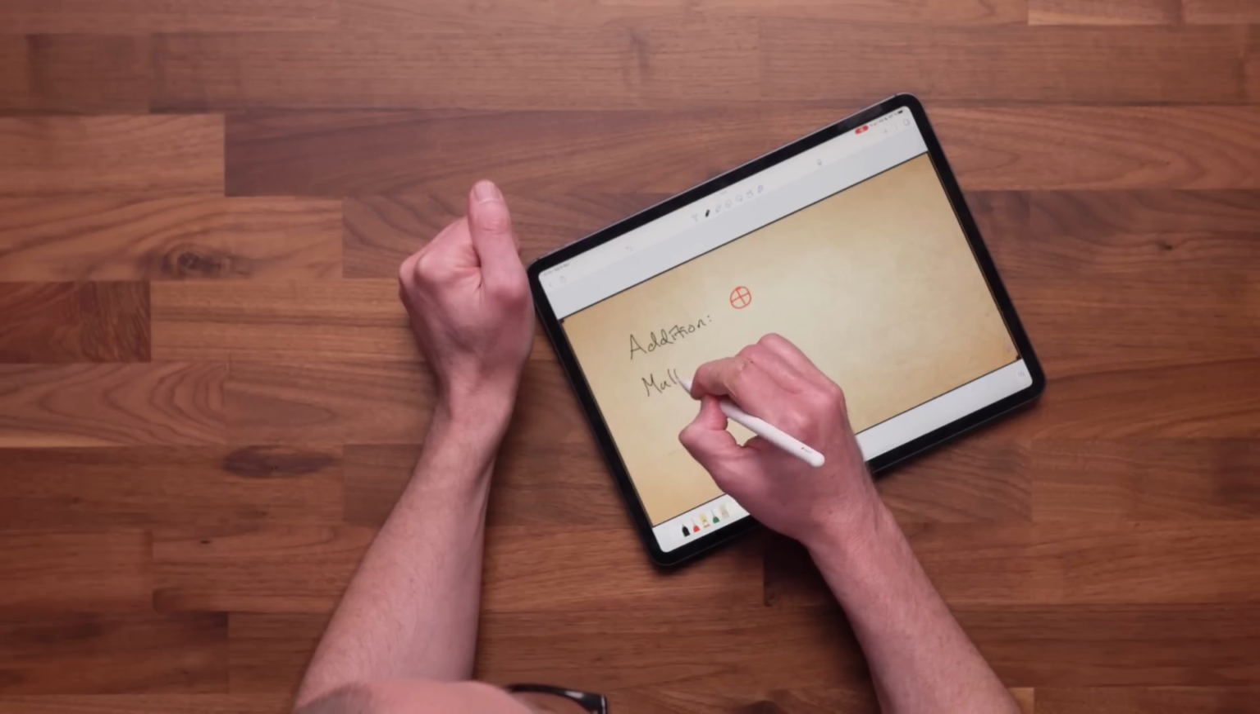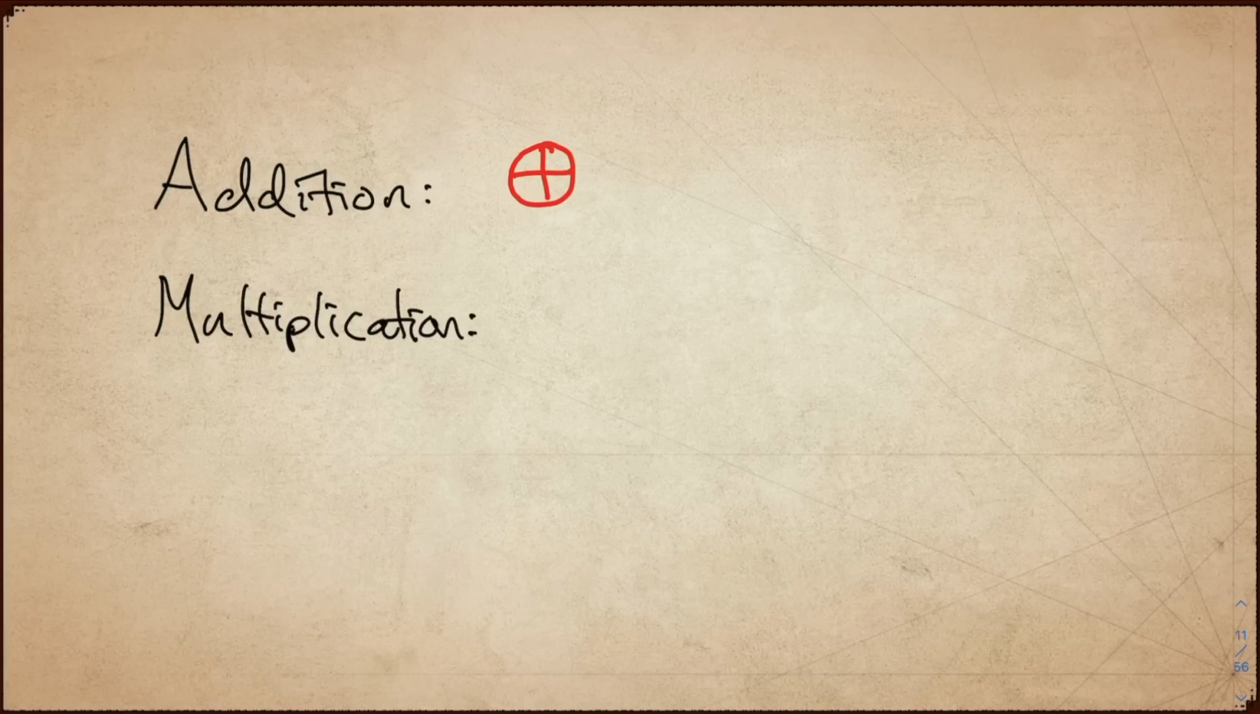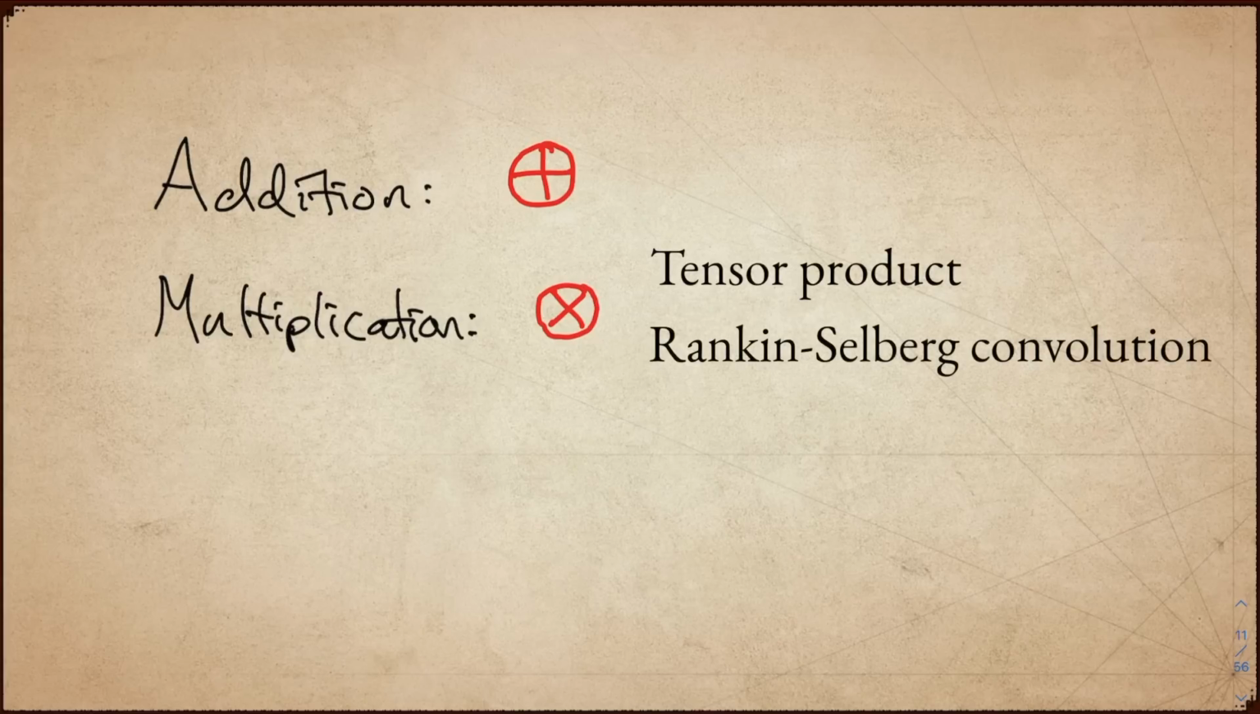We have done addition. Now, multiplication. This is also called tensor product, or sometimes Rankin-Selberg convolution. And this is a much more mysterious and complicated operation on L functions.